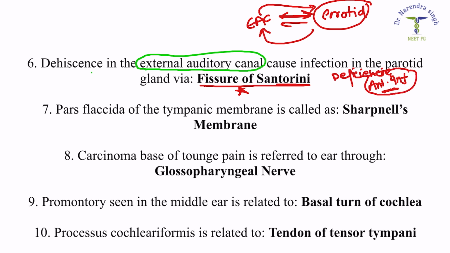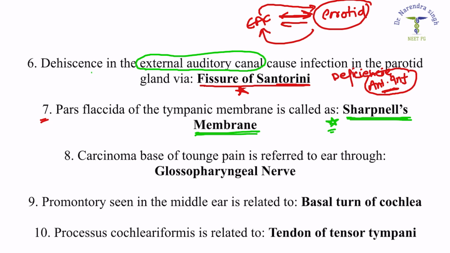Now, question number 7. Question number 7 says, pars flaccida of tympanic membrane is called as. So, this is a direct question. We have to learn it. The pars flaccida of tympanic membrane is known as Shrapnell's membrane. This is called Shrapnell's membrane. So, this is a direct question.